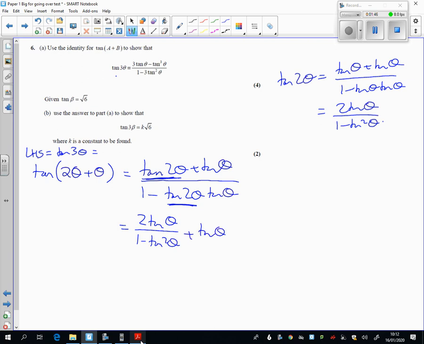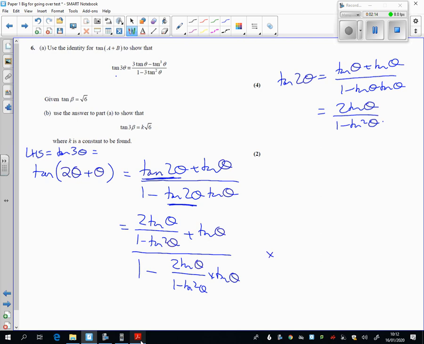Now that's on the top of this, all divided by 1 minus 2 tan theta over 1 minus tan squared theta times by tan theta. And that's on the bottom of this. Multi-layered fractions are pretty horrible, and so I'm writing it big. I'm writing it probably over 3 or 4 lines to make sure that I can see what's on the top and what's on the bottom of each bit.